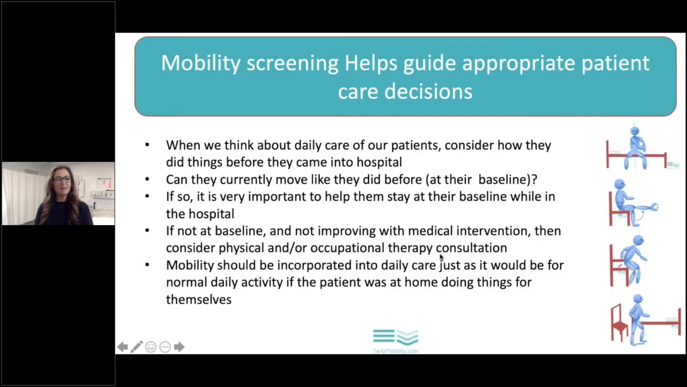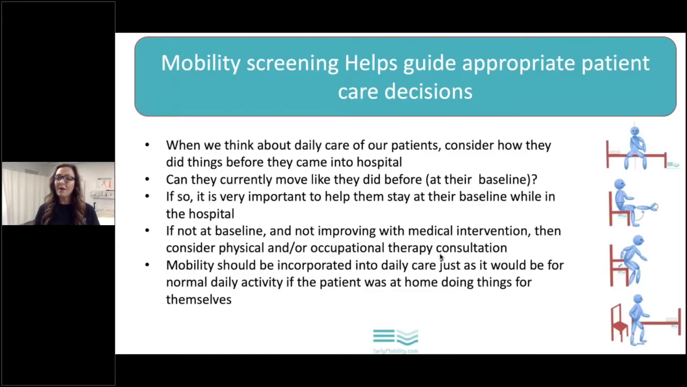So you've seen the mobility screen now in action. You've seen what it looks like when a patient passes the tests. You've seen what it looks like when they fail a level. And remember with the mobility screen, if you are in doubt, go back to the level that protects you, the caregiver, and your patient to be able to accomplish the mobility goal.